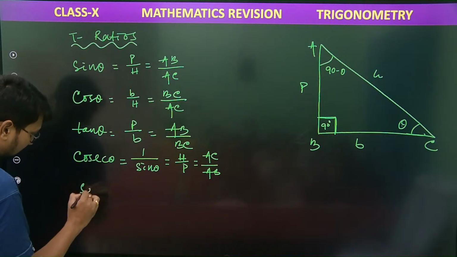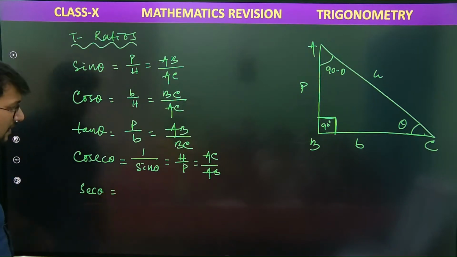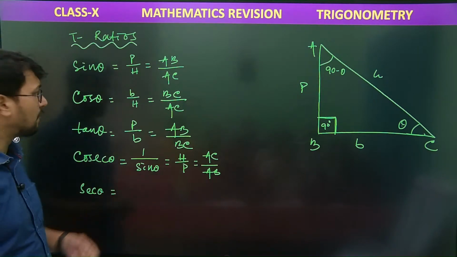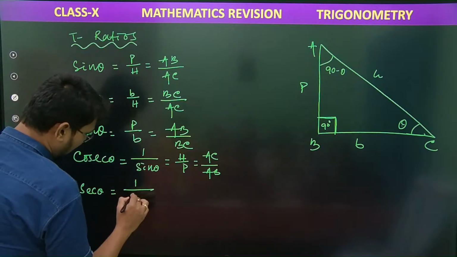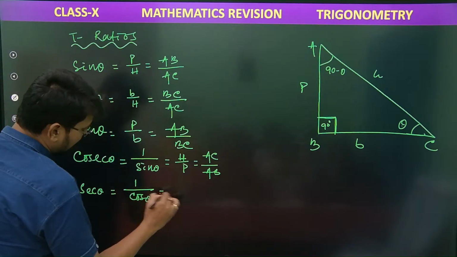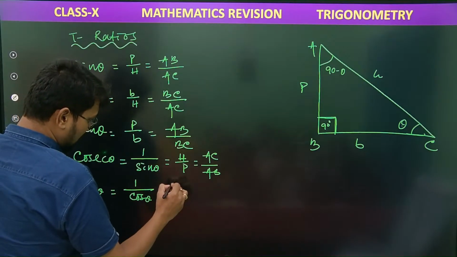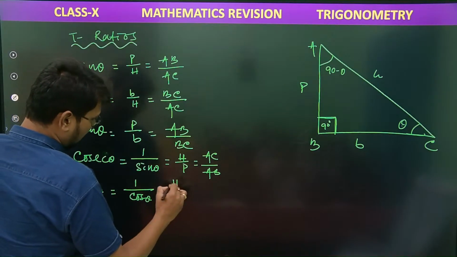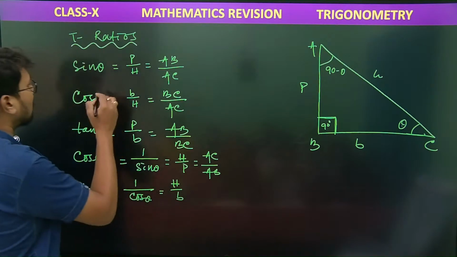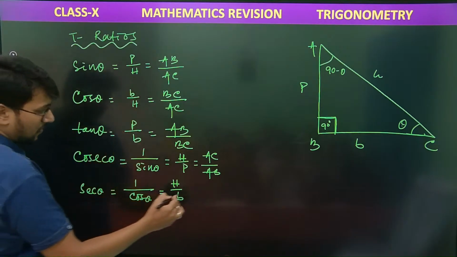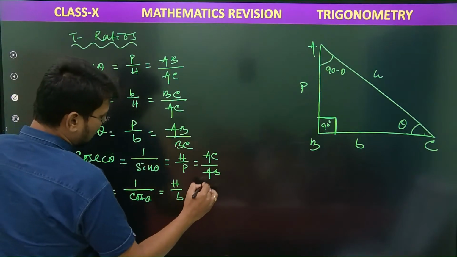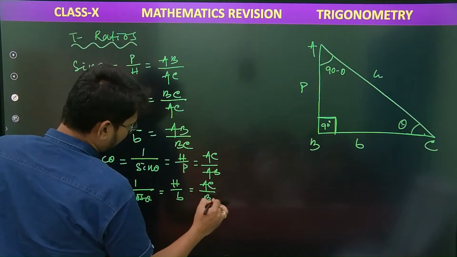Similarly, sec theta. Sec theta is the reciprocal of cos theta, 1 by cos theta. That is H by B, the reciprocal of cos. H by B equals AC by BC.